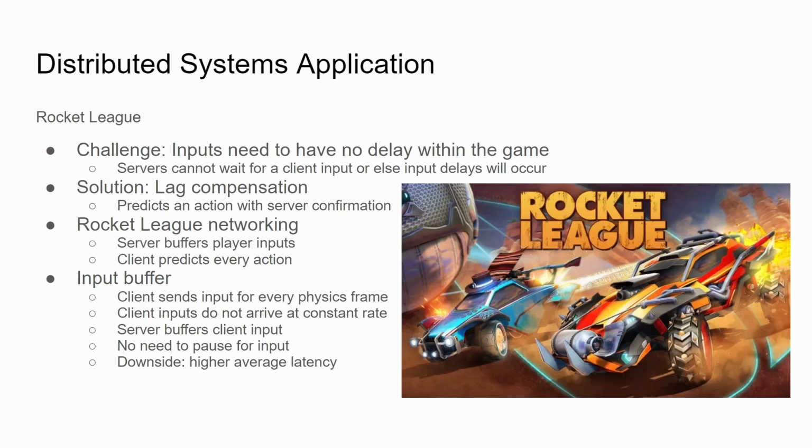And this input buffer is how this works. The client sends inputs for every physics frame. The client inputs actually don't arrive at a constant rate due to the amount of actions happening. So the server buffers the client input, which reduces the need for a pause for any input, which is really good if you want a seamless experience in a game of Rocket League. But the downside is a little bit of extra latency, so you are going to experience very small input delay.